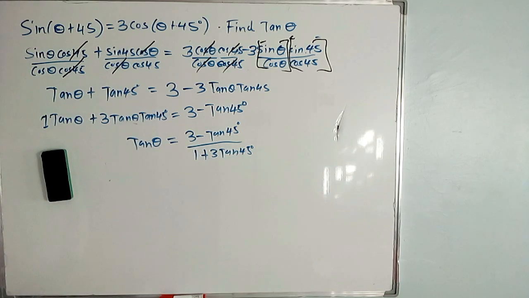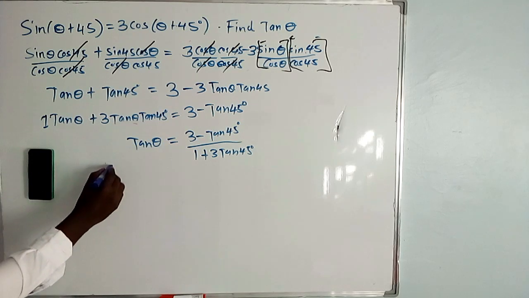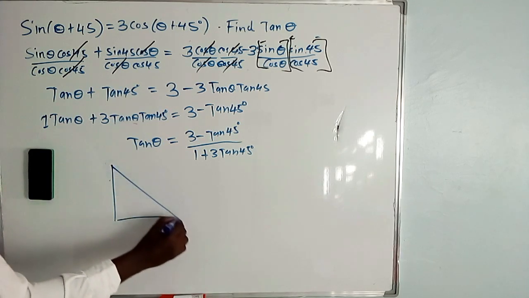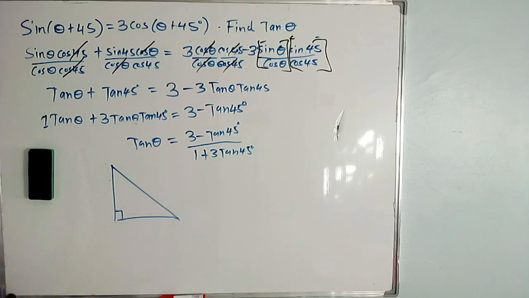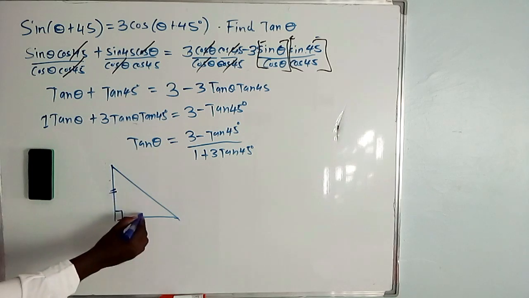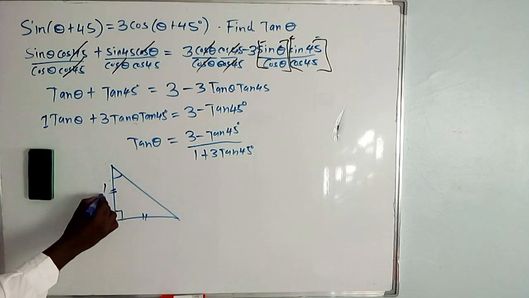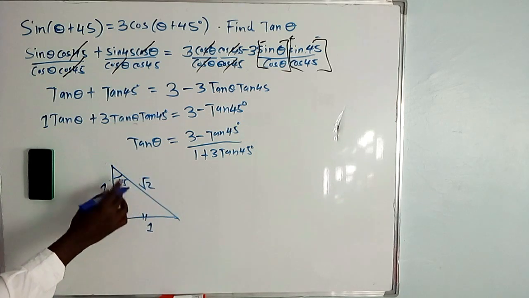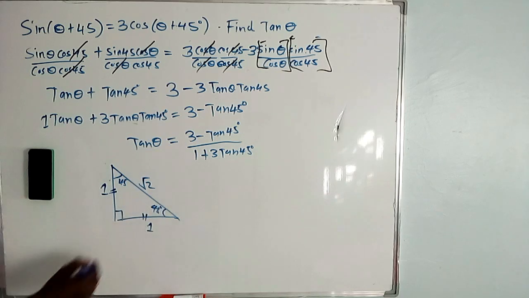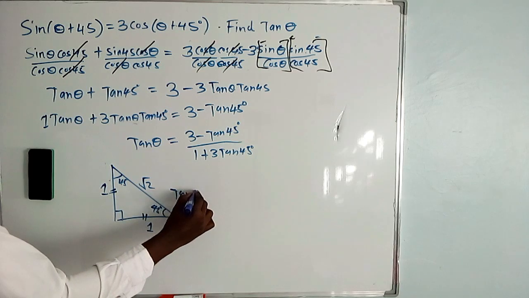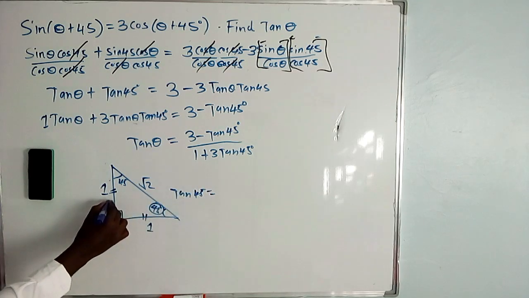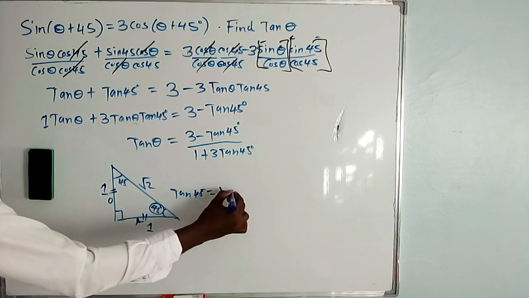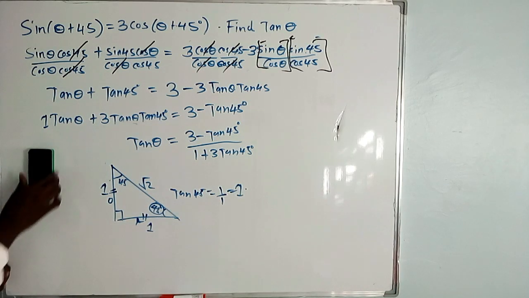Then you see, tan 45 degrees is a special angle, isn't it? You can find it from a right angled isosceles triangle. Isosceles means two sides are equal, and right angle means one angle is 90 degrees. So if this side is equal to this side, and this is 1, this one is also 1. The hypotenuse is root 2. If it's 90 degrees and these sides are equal, this angle is also 45 degrees. So tan 45 degrees is opposite over adjacent, which is this one, isn't it? Are you seeing that? So where there is tan 45 degrees, you put 1.